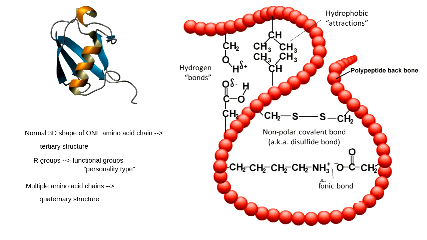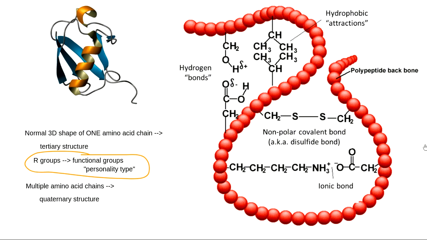And some of my amino acids have a positive or a negative personality. If that's the case, we can also form an ionic bond. Big picture idea, though, when we talk about tertiary structure, it's all about those functional groups. It's all about the personality types of the amino acids interacting with each other to give me this 3D shape that a protein has to have correct for it to be able to do its job.